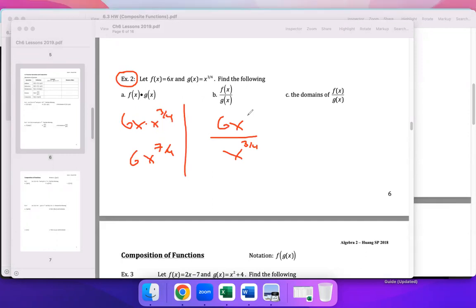X to the what? 6x to what power? 1/4. Because if you don't see an exponent, you assume it's 1, right? And you subtract it. You have to make the bottom square. So then you get, yes, you make that 4/4 minus 3/4.